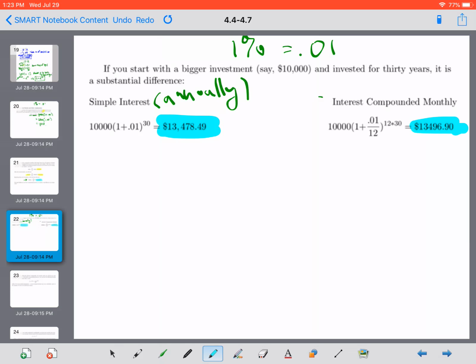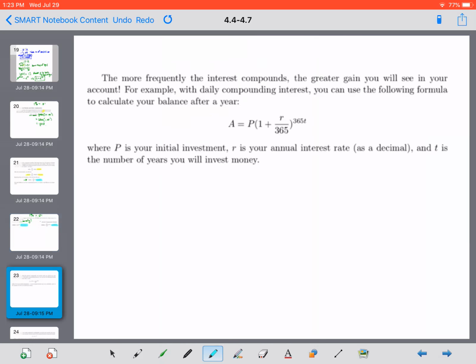And in fact, the more often it compounds, the more money you're going to make. So, for example, you could get a bank account that has daily compounding interest. And in this case, the amount of money in your account is going to be found using the formula A, where A is your future amount, P is your initial investment, however much you put in at the beginning, R is your interest rate as a decimal, and T is the number of years that you're going to invest the money.